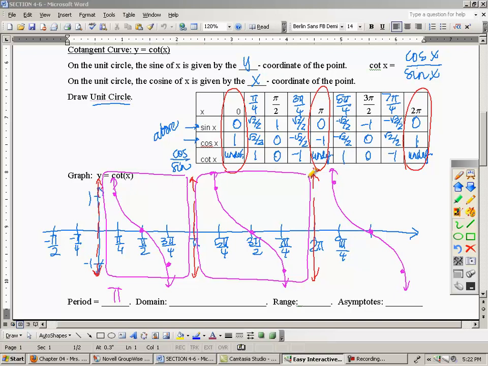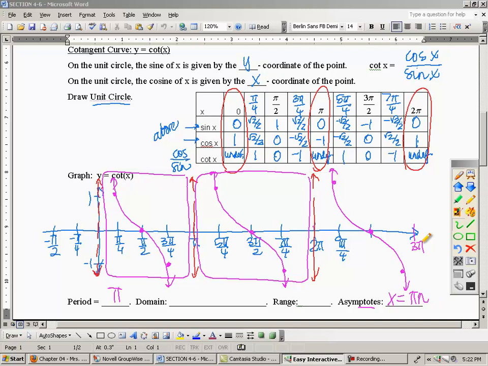I want to skip domain and range until I've done my asymptotes. Where are my asymptotes? My asymptotes are at every multiple of pi. And the way we say this is pi n. Because I could have 1 pi when n is 1, or 2 pi when n is 2, or 3 pi when n is 3.